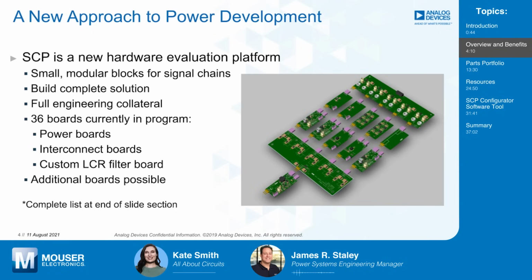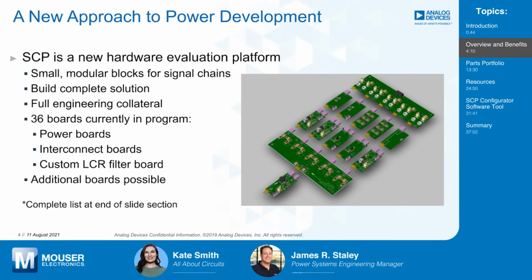So our group decided that we should try a new approach to power development, and that was to create a hardware evaluation platform that was modular. So what the signal chain power, or what we call SCP for short, system is, it's a series of small modular blocks for signal chains. With that, you can build up a complete solution by just kind of plugging and playing and replacing blocks as you need to. And it comes with full engineering collateral, all of the schematics, layouts, bills of material.